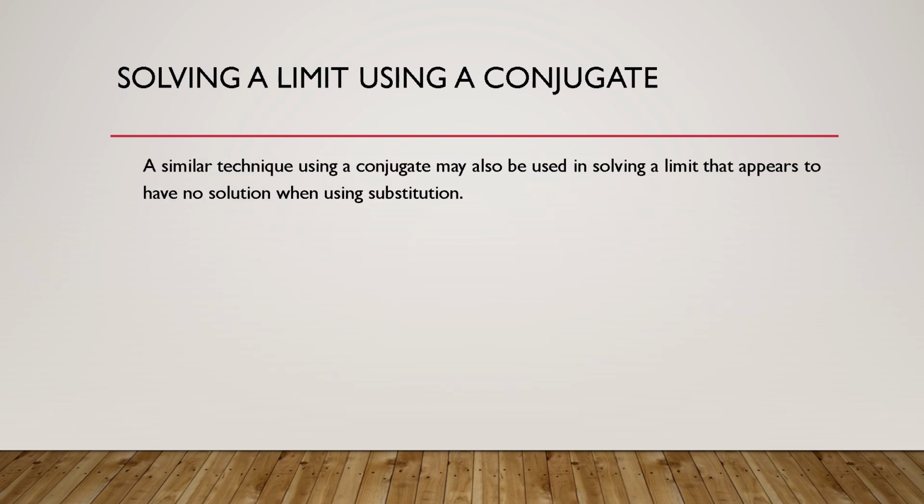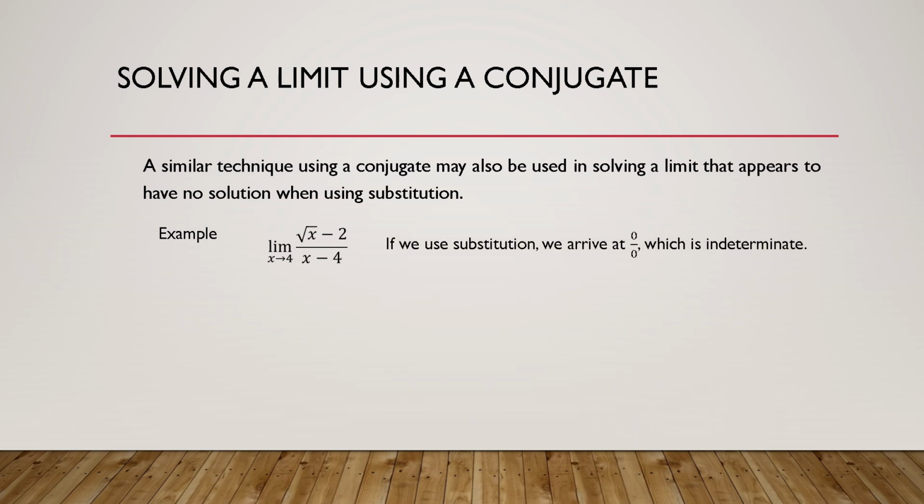A similar technique using a conjugate may also be used in solving a limit that appears to have no solution when using substitution. For example, let's evaluate the limit of the square root of x minus 2 over x minus 4 as x approaches 4. If we use substitution, we arrive at 0 over 0, which is indeterminate.